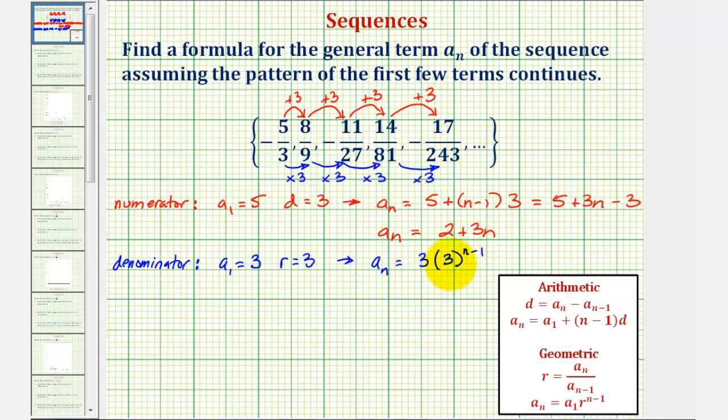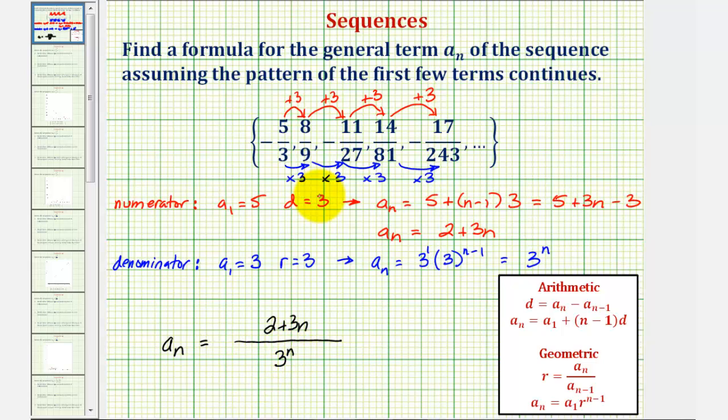Because a sub 1 and r are the same, we can multiply. And when multiplying and the bases are the same, we add the exponents. So this simplifies nicely to just 3 to the power of n. So now, except for the alternating sign, we have a formula a sub n for the sequence. A sub n would be equal to, again, we can use the formula 2 plus 3n for the numerator. And we can use the formula 3 to the power of n for the denominator.